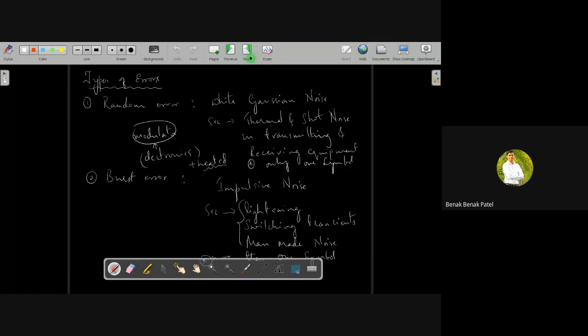Then we had two types of errors. One is random error and the other one is burst error. Random error happens because of white Gaussian noise, and the sources for this random noise are thermal noise and shot noise in the transmitting and receiving equipment. Whereas burst errors are due to impulsive noise, and this impulsive noise can be generated by lightning, switching transients, and man-made noise. Burst error affects a group of symbols, not just one, whereas random error affects only one symbol.